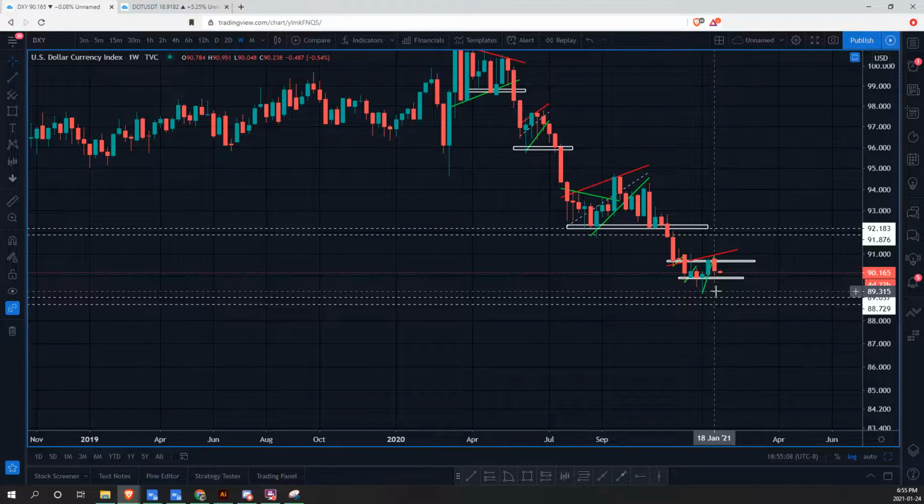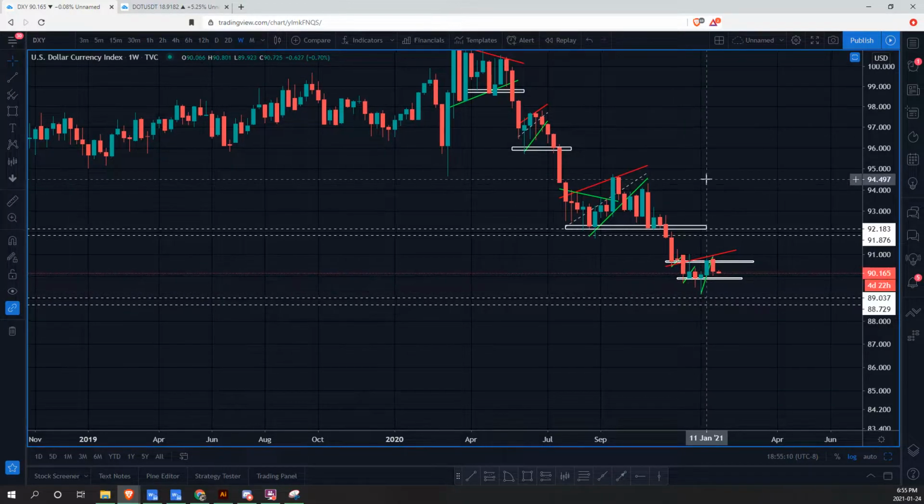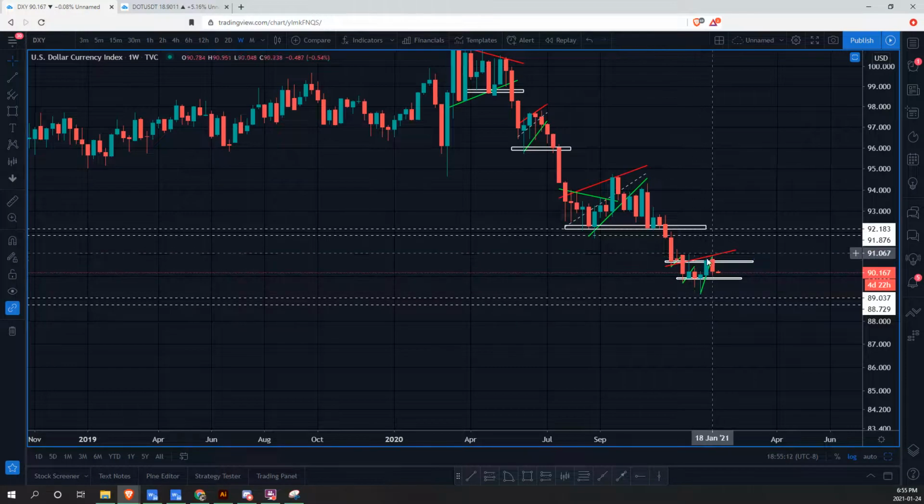There's going to be, in my opinion, hesitation before that next impulsive push to the downside, cracking below that major level of demand. So we're going to be looking for that continuation pattern. Could be an ascending wedge. It could be even a sideways channel, and once that bottom breaks, that could be that trigger.